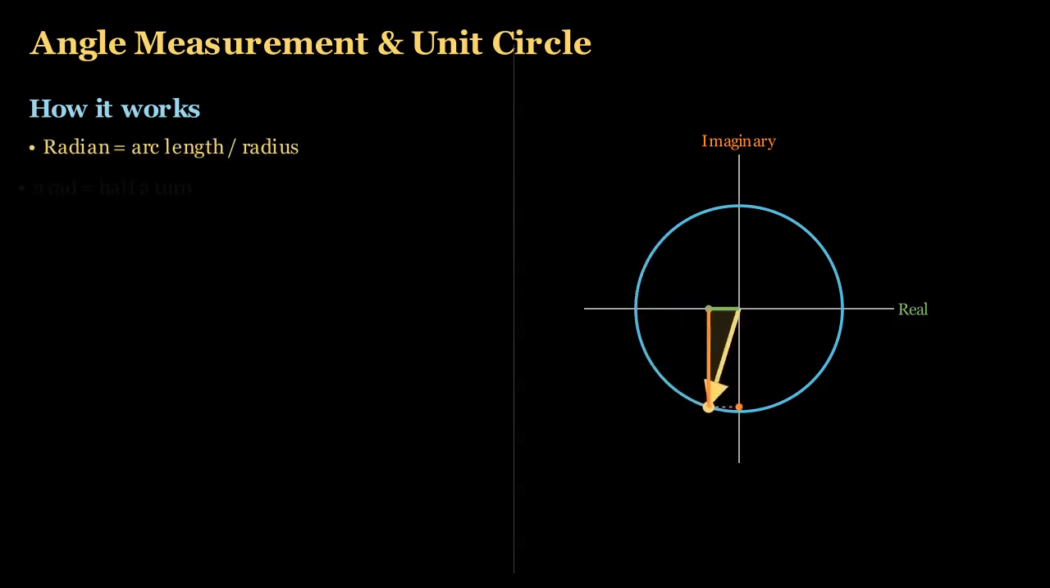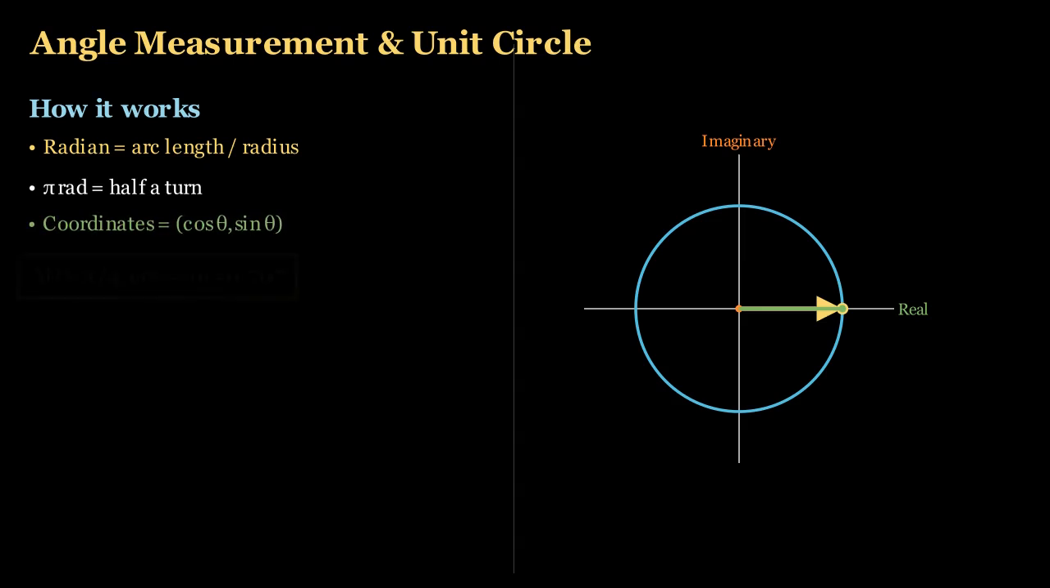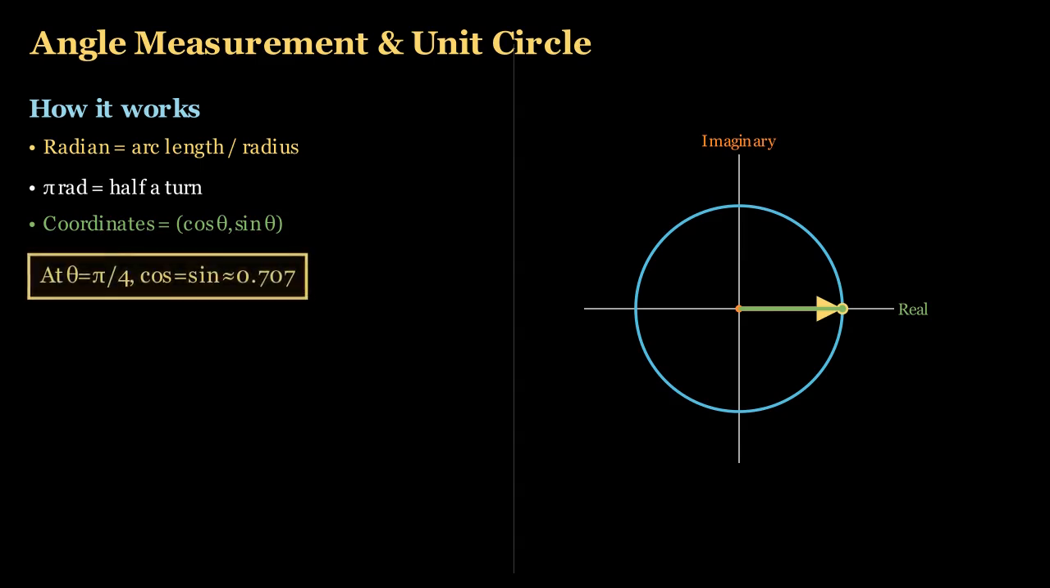Now, the unit circle's real magic. Drop a shadow from the tip of the rotating radius straight down to the x-axis. That shadow's length is the x-coordinate, which we call cosine theta. Drop another shadow across to the y-axis, and that length is the y-coordinate, which we call sine theta. The radius, the vertical shadow, and the horizontal shadow form a right triangle inside the circle.